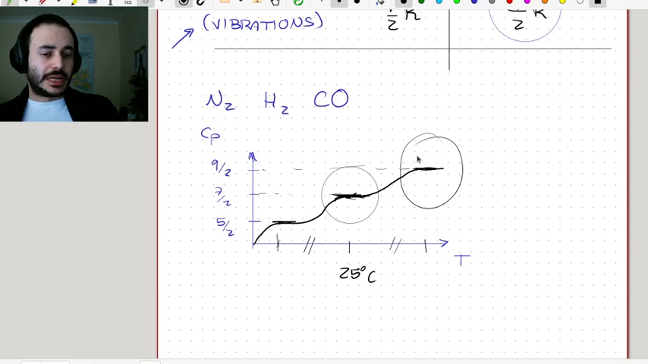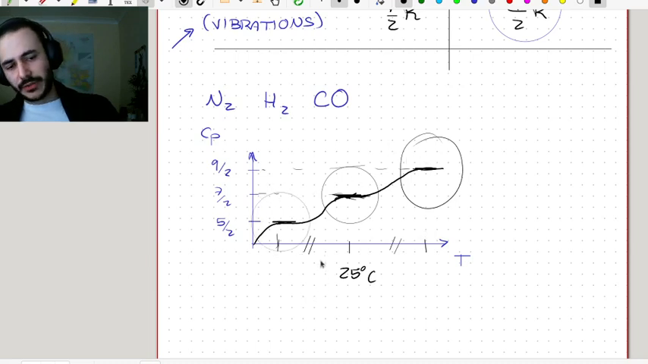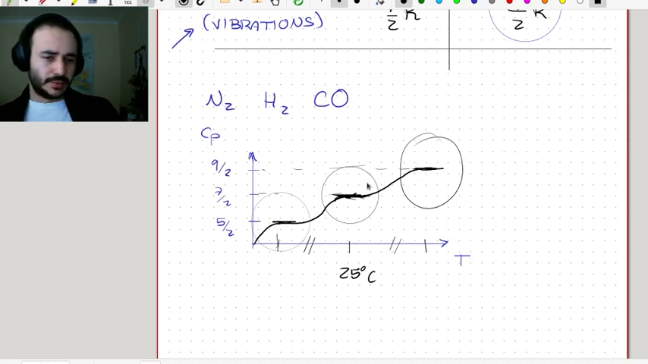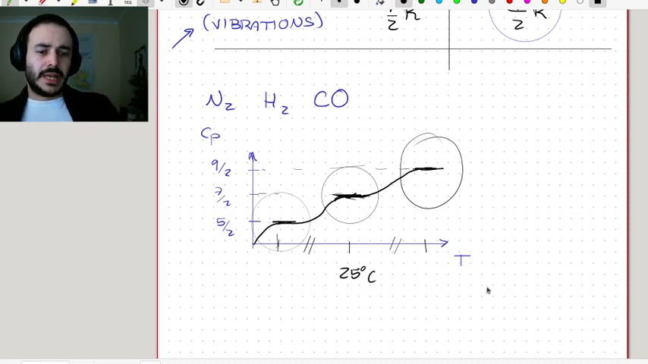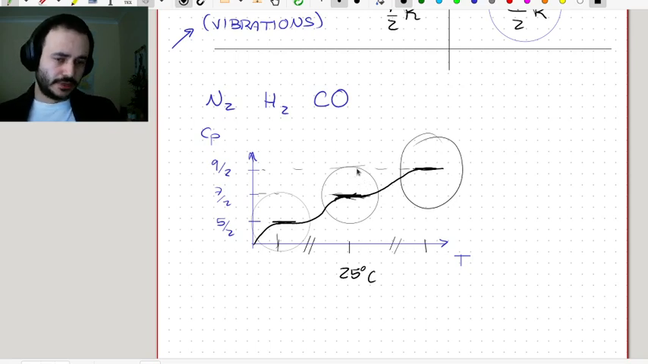Okay. And actually, if you cool down your system to extremely low temperatures, what happens is that even the rotations freeze out. So these degrees of freedom are completely frozen. And depending on where you are in temperature, the effective degrees of freedom that are active in your molecule are different.